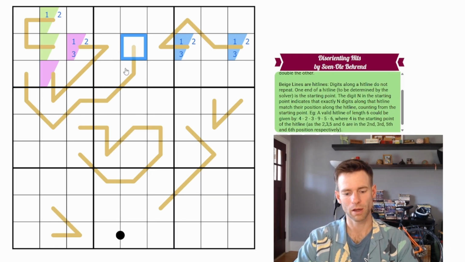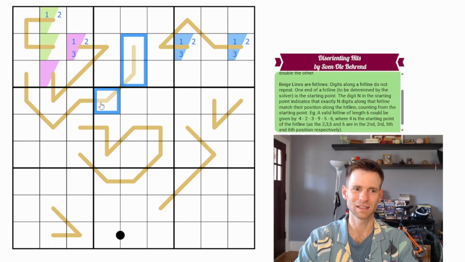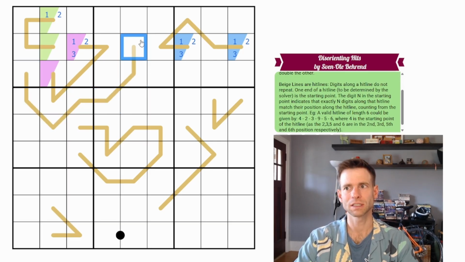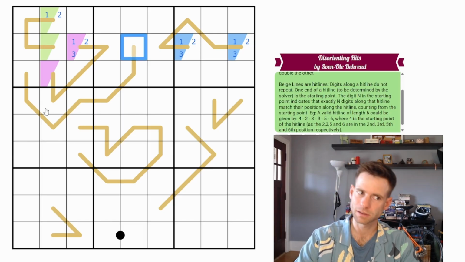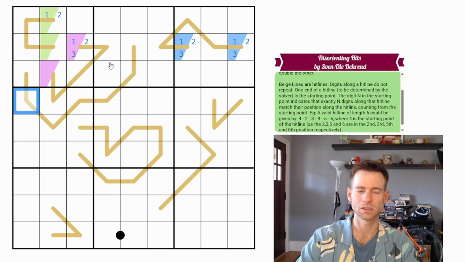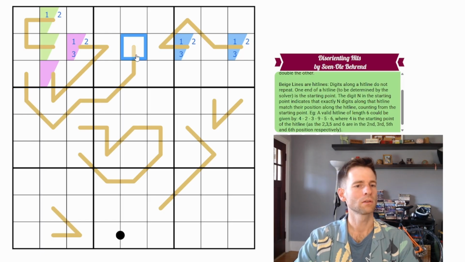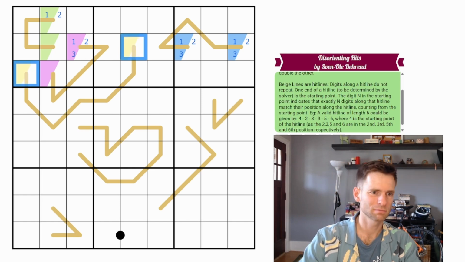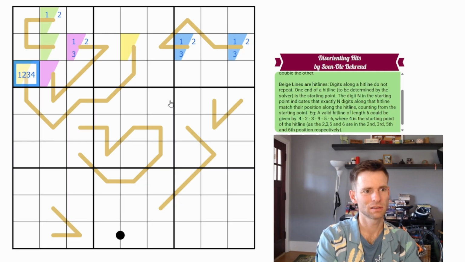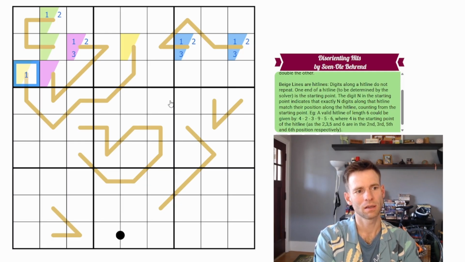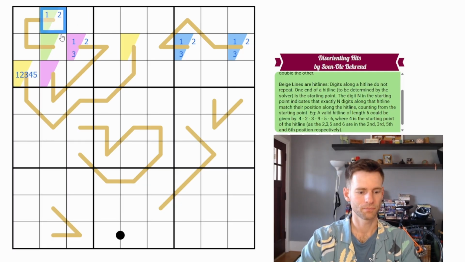The starting point could be a 1. It can't be a 7 because then the 7 wouldn't match. But it could be anywhere from 1 to 6, I think. No, 6 wouldn't work either, because 6 would be in the wrong position from the starting point and also wouldn't be allowed at the 6th position because you can't repeat it along the beige line. So you can't do a 6. It's 1, 2, 3, 4, 5. Maybe I'll just do it like that.